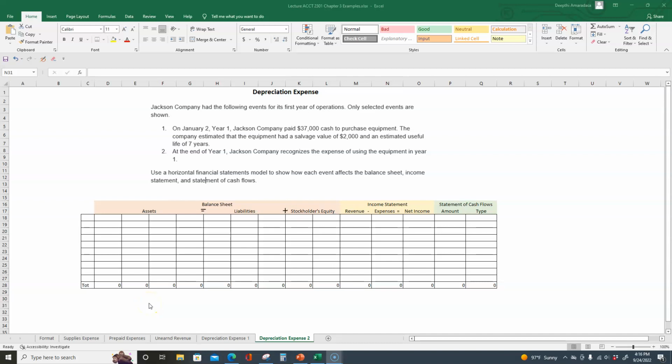Let's take a look at another example for depreciation expense. It says Jackson Company had the following events for its first year of operations. Only selected events are shown.